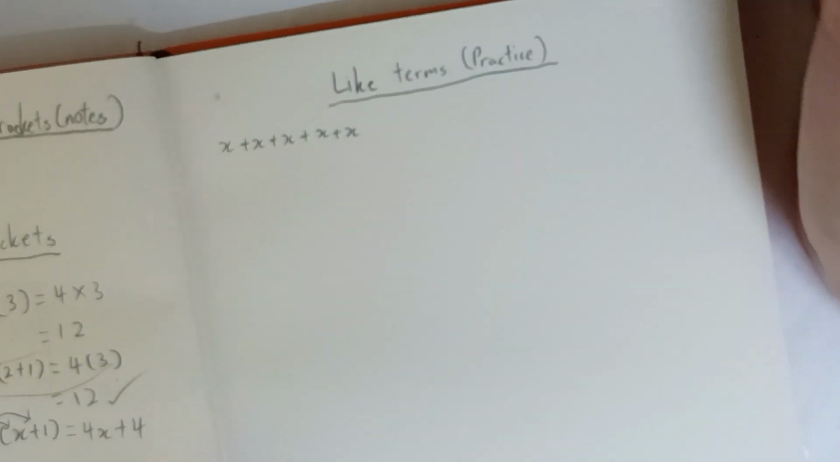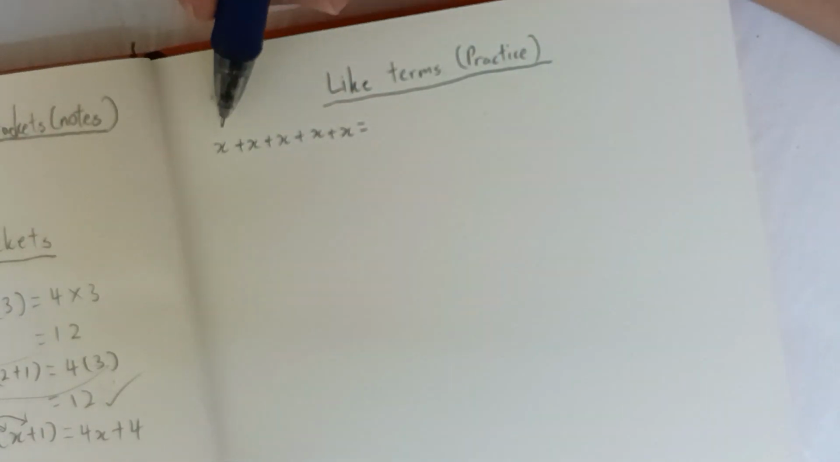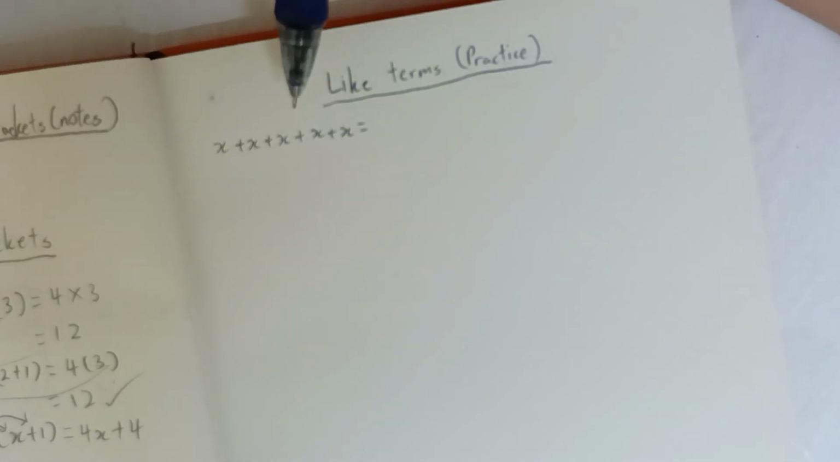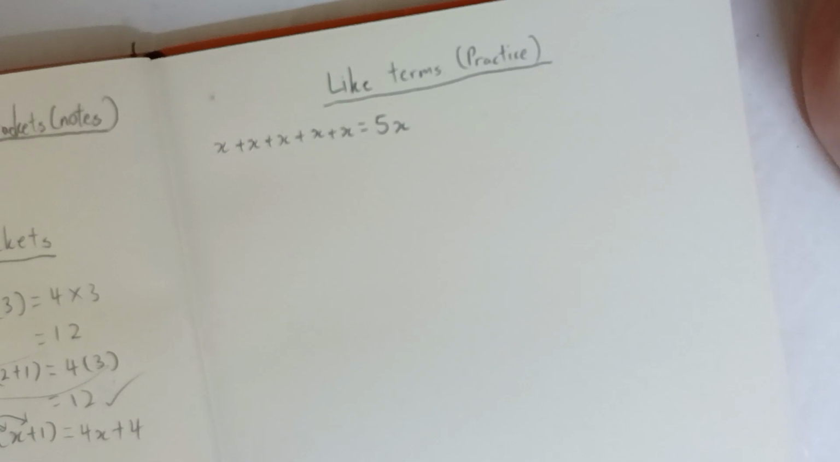Let's say I have x plus x plus x plus x plus another x. What do you think the answer is? So here, you have to be able to count how many x's there are. You have 1, 2, 3, 4, 5. So plus all of these together, this is 5x.